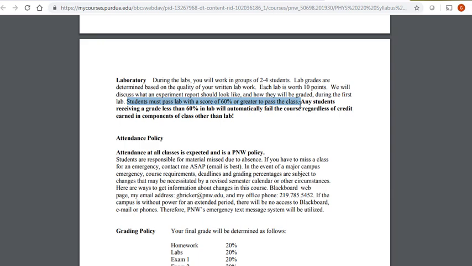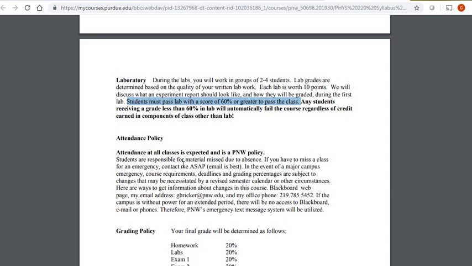So lab really reinforces what we do in class, and usually students say that the best part of class that they liked was coming to the lab. So hopefully you'll find that to be true as well. Attendance at all classes is expected and is a P&W policy. I don't take attendance per se in lab. You don't get any points for coming to lab, but if you do not come, you will not get any points, and that's the easiest way to fail the class. So make sure that you show up at the labs.